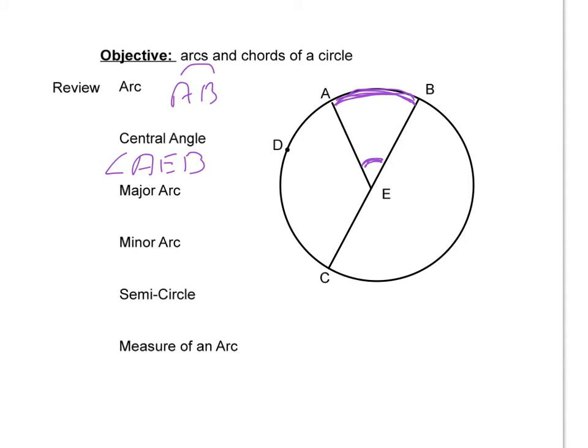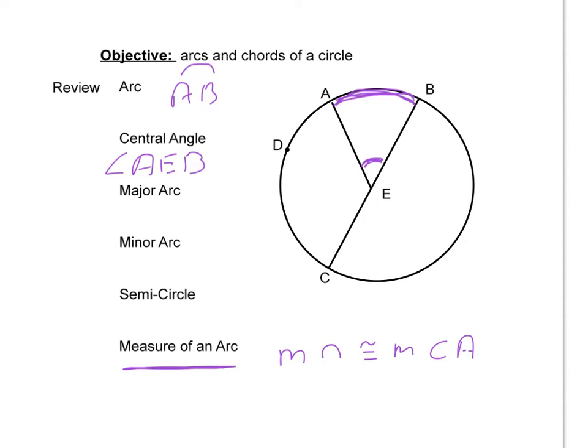Now, the measure of an arc is its degree length, not the length of the arc, but the measure of the arc. The measure of an arc is equal to the measure of the central angle that corresponds to that arc. So the measure of arc AB is going to equal the measure of this central angle right here.